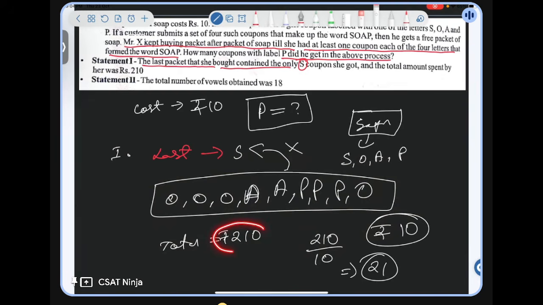Total spending was 210, and the cost per soap packet is given. So if I divide this total spending by the per soap cost, I'll get the number of soaps bought by Mr. X. So the total number of soaps here is 21. But will I be able to answer using statement number 1? No, right? Because I don't have any idea about P here. So statement number 1 alone is not able to answer.